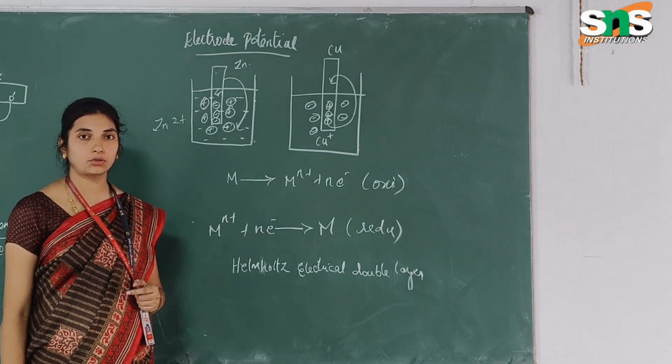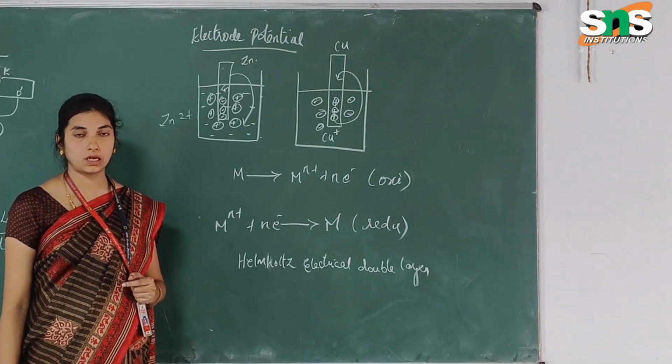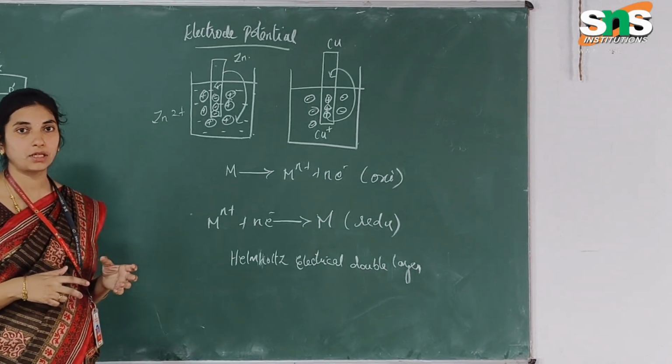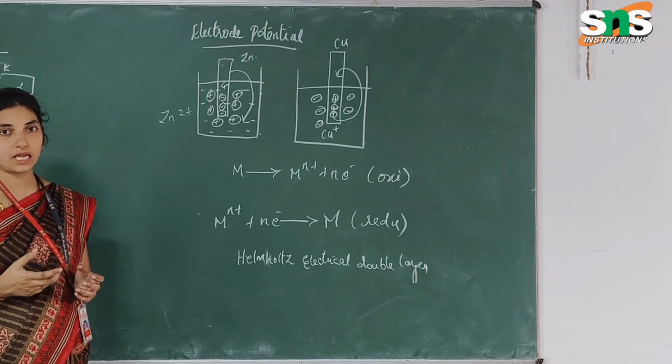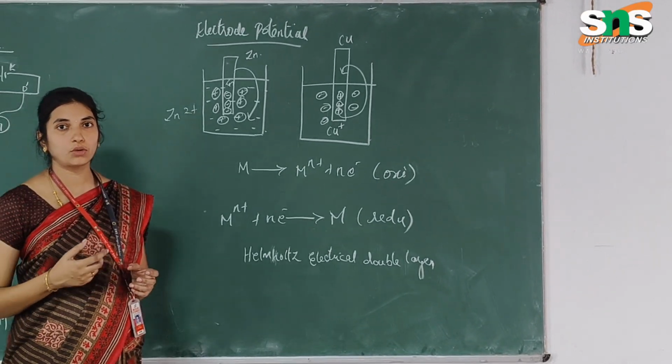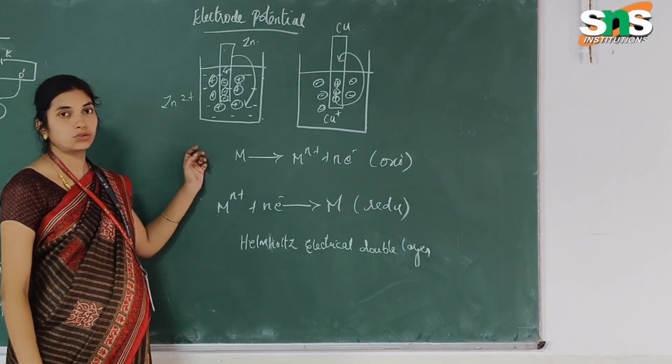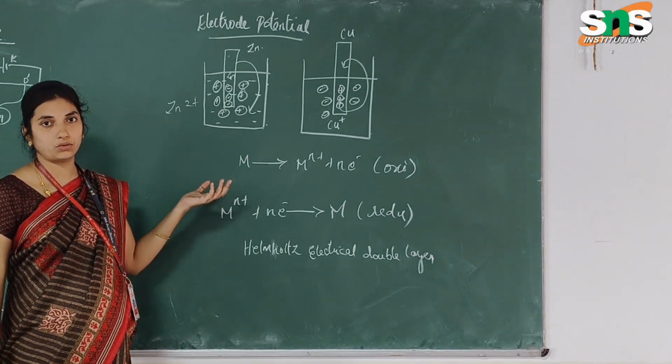Today I am going to talk about the topic of electrode potential: how electrodes can be connected through this potential and how it can be developed in the form of reactions. For this, we are going to identify the reactions of zinc with zinc sulfate solution and copper with copper sulfate solution.